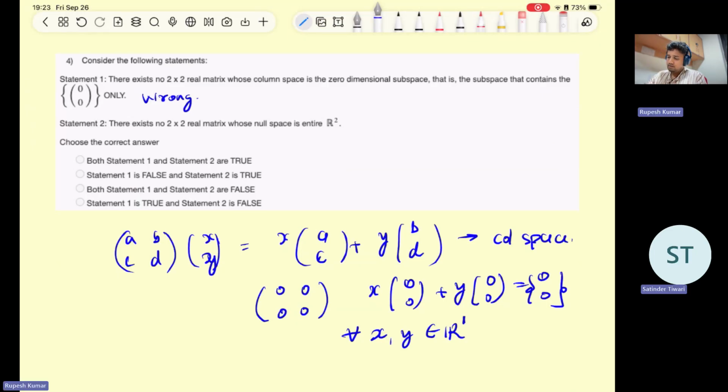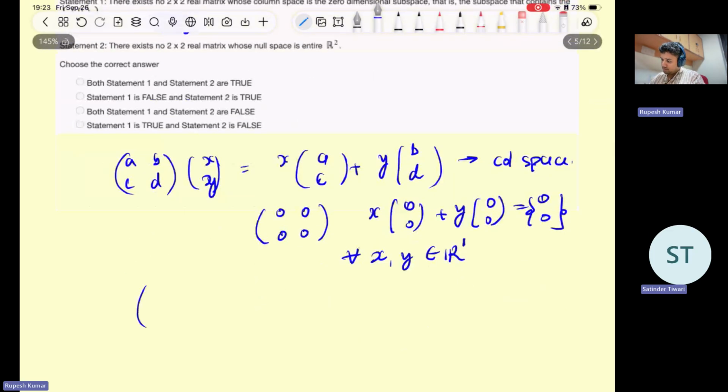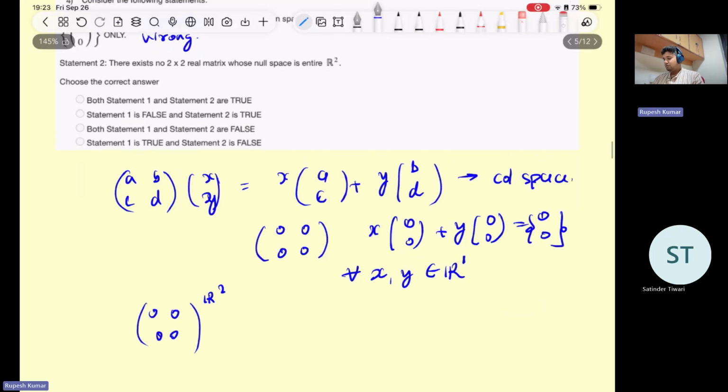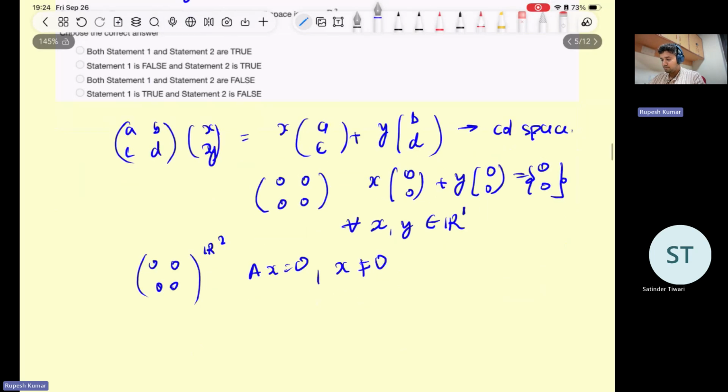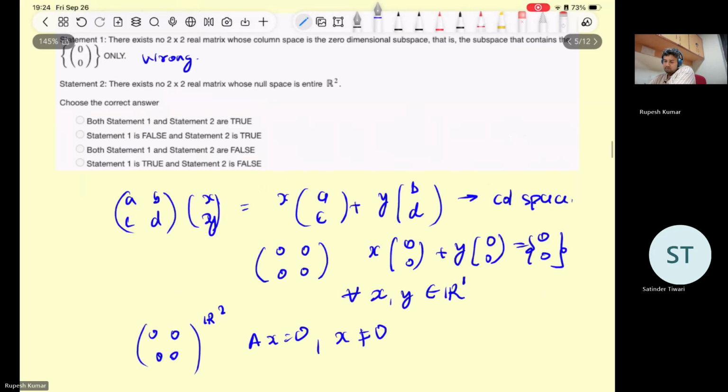Fine, yeah. Then again, there is no 2 by 2 real matrix whose null space is the entire R2. Again, in this case, you can see the (0, 0) matrix. Now, what is the definition of null space? Ax equals 0, where x is a non-zero vector. So both the statements are false. Option C. Any doubts in this? No, sir. Fine.